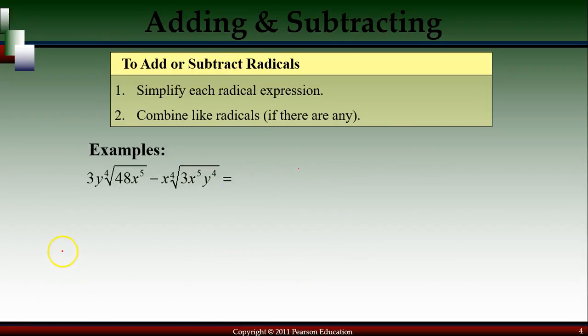All right, another example on adding and subtracting radicals is one like this. Let's go ahead and do our first step, simplify each radical expression. So let's simplify this and this on the inside of our radicals. We're going to get the fourth root of 48, which can be split into 16 and 3, and x to the 5th right here. I'm going to go ahead and split that up into x to the 4th and x.